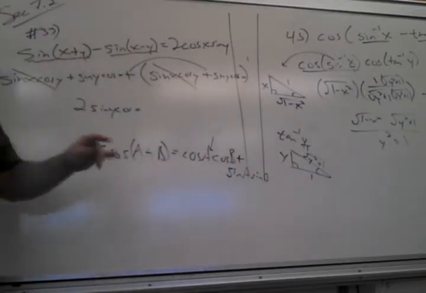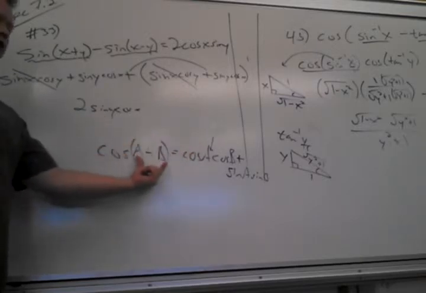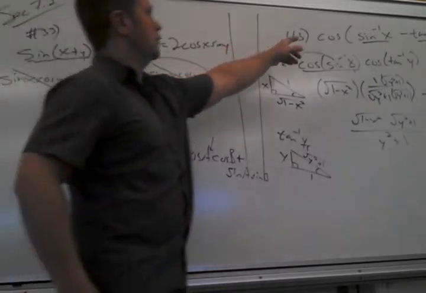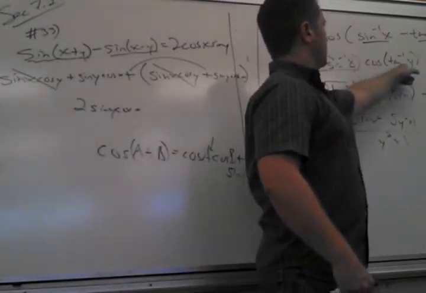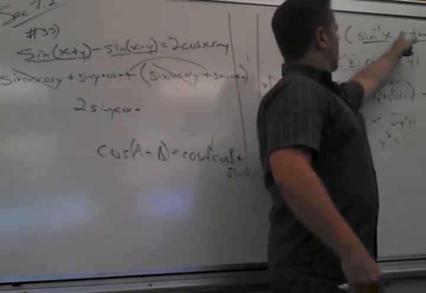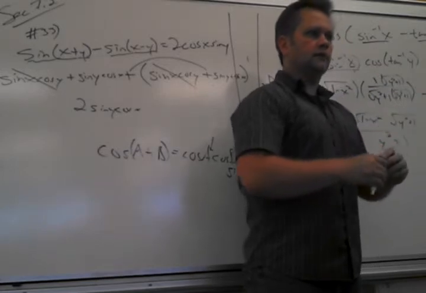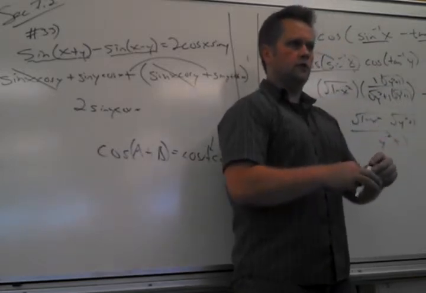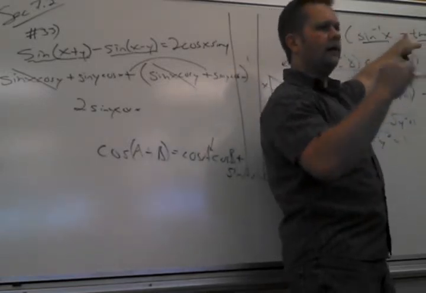So I didn't get rid of it. I used this that we proved last time. The cosine of the difference of two angles is the cosine of one, cosine of the other one, plus the sine of one, sine of the other one. That's the definition. That's how that identity works. So I didn't do anything to get rid of that minus sign or anything.